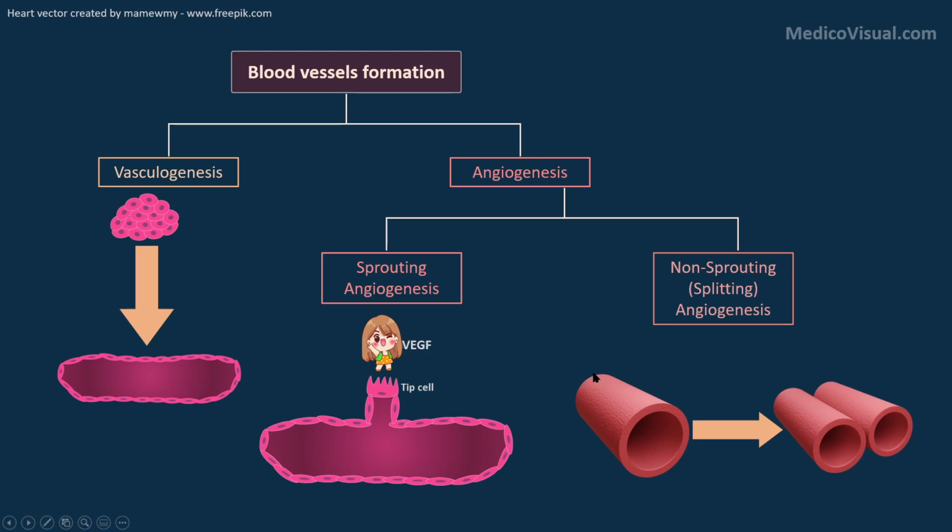Please note that whether it is the process of angiogenesis or vasculogenesis, both of these processes are followed by a process called vascular maturation, and during vascular maturation, the smooth muscle and vascular connective tissue is formed around the newly formed blood vessels. So this was about vasculogenesis and angiogenesis.